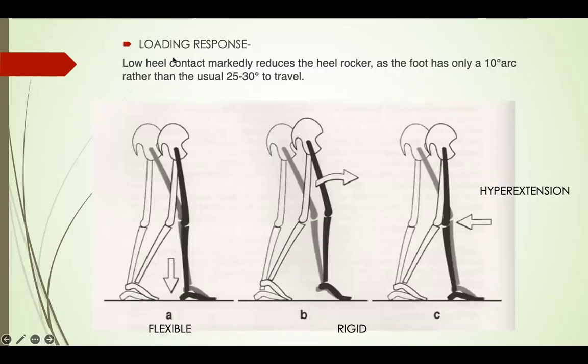During loading response, if there is excessive plantar flexion, it can be of two types. One is flexible. If there is flexible plantar flexion, the forefoot comes in contact with the ground first, then the heel. And if the plantar flexion is rigid, then two things can happen. The person will walk on toes with excessive knee flexion, or the whole foot will come to the ground later due to hyperextension of the knee.